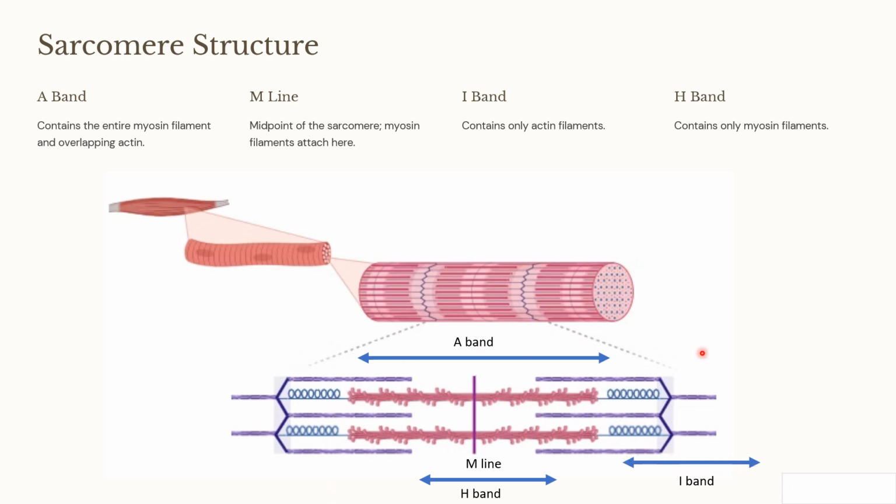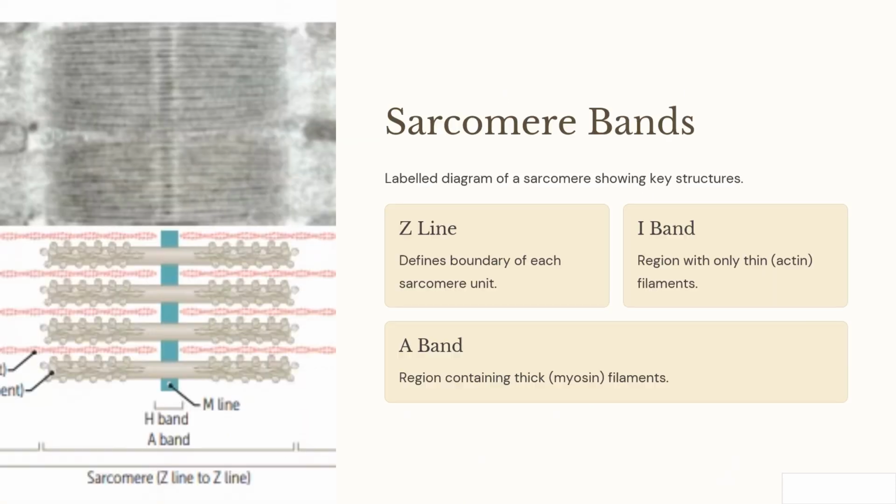So this is the sarcomere structure. Let me just brief you again. This is the A band and the middle line is the M line, and this is the H band, that is the myosin which is not overlapped by actin. The I band is the actin. Now this part where there is the actin on either side, it is connected by this line. It looks like a Z, isn't it? So this line is known as the Z line.